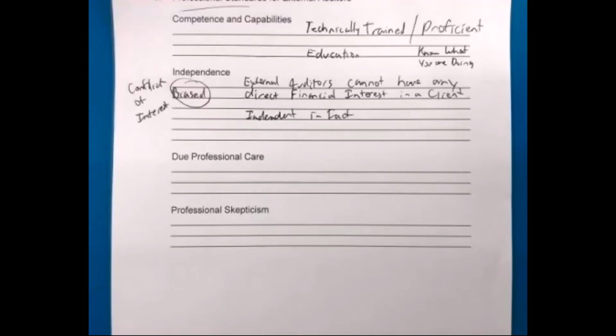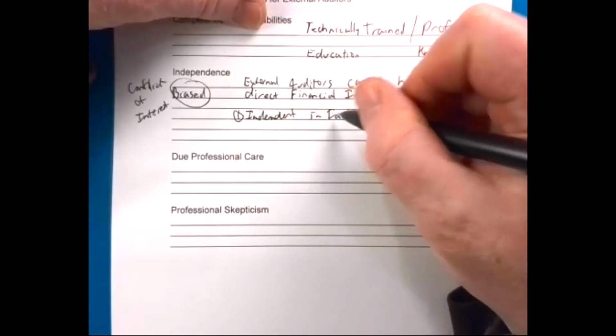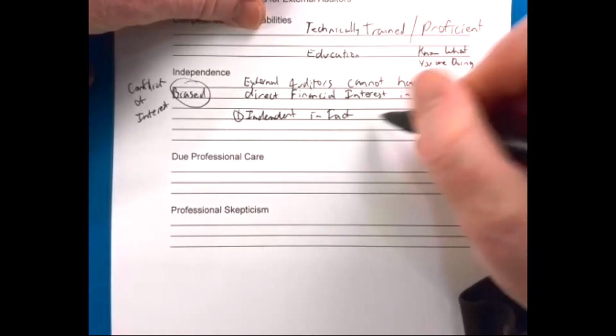Professor, can you share your screen, what you're writing, please? I was going to keep that a secret. Fine. So it must be independent in fact. Let me read that here.